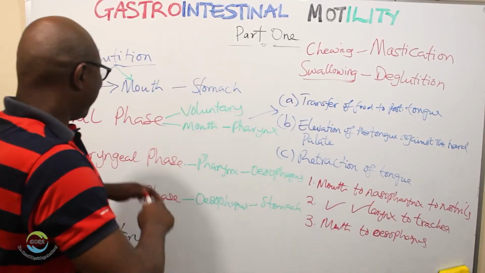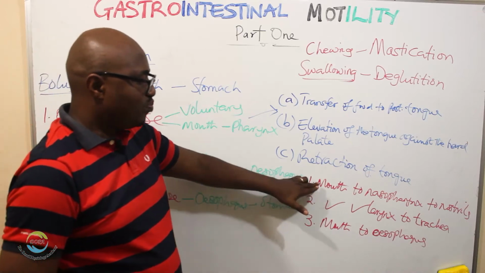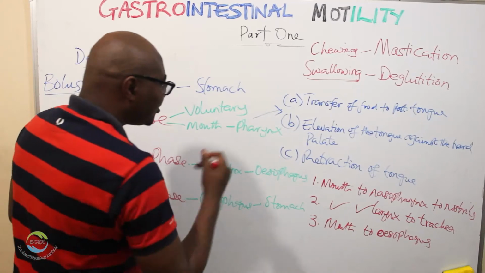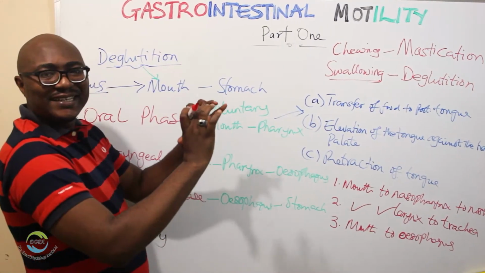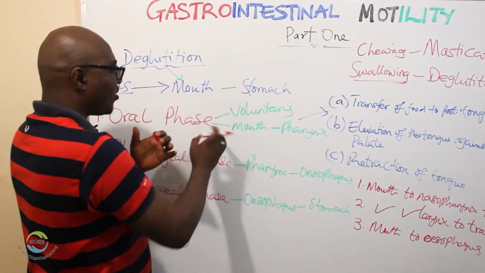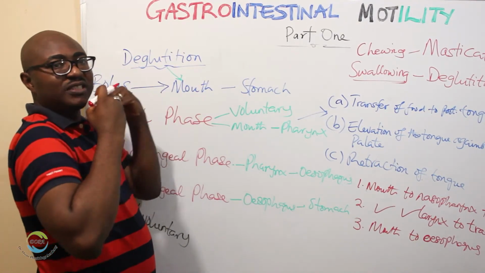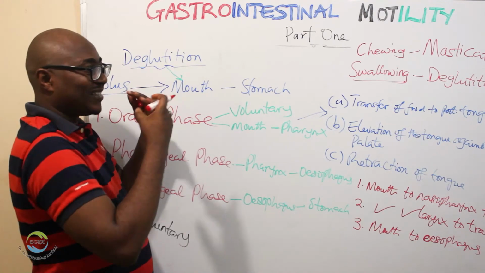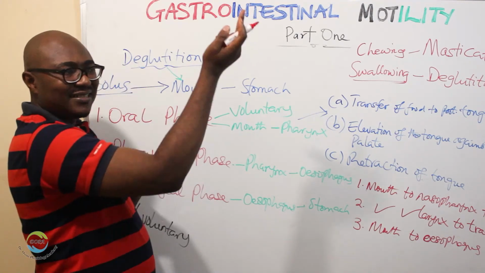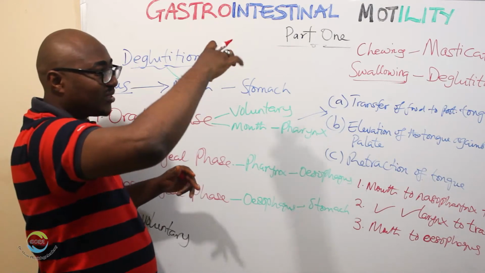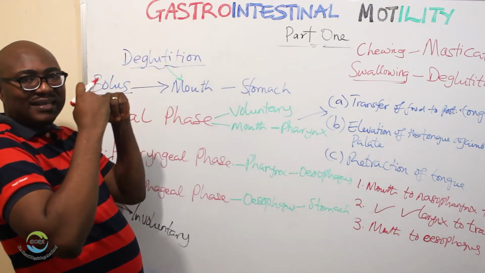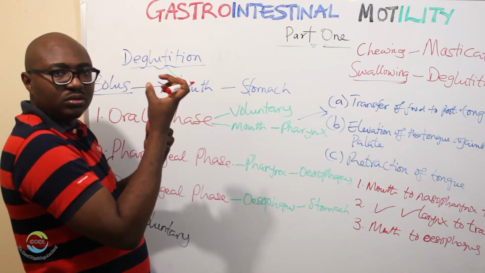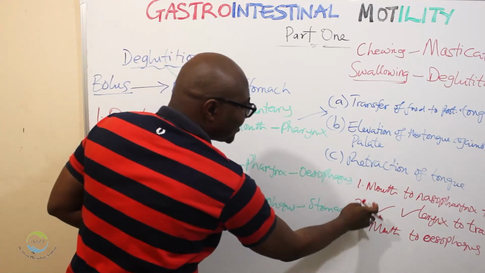So that means the pharyngeal phase blocks this route and blocks this route. How does it do it? When the food has come from the oral phase, and the tongue has pushed it into the pharynx, there are receptors there that are activated and send a message to the medulla, which is the control center. The medulla now sends back efferent impulses to control the closure of these passageways.